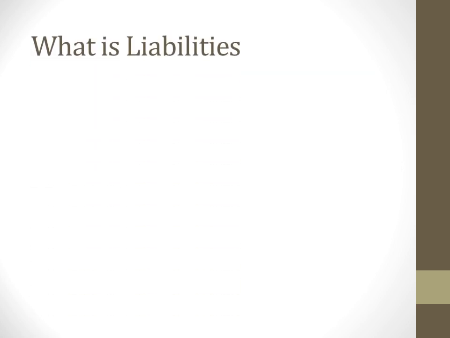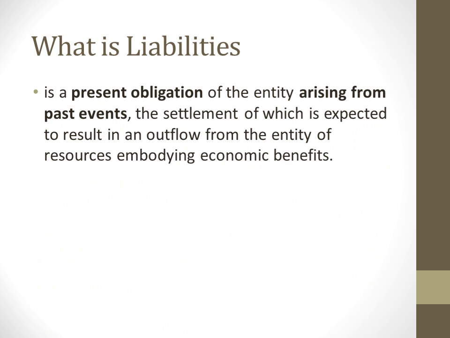So next, what's a liability? A liability, according to accounting, is a present obligation of the entity arising from past events, the settlement of which is expected to result in an outflow from the entity of resources embodying future economic benefit. So in short, these are debts owed by the company that require the company to give up either cash or assets to settle past obligations.